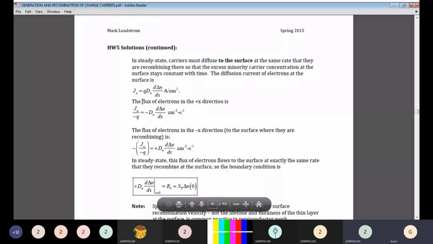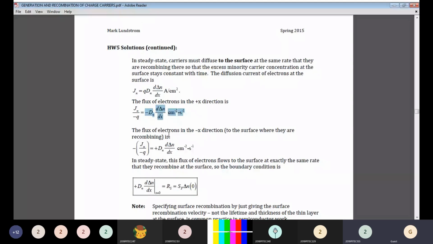Next question. In a steady state, carriers must diffuse to the surface at the same rate that they are recombining so that the excess minority carrier concentration at the surface stays constant with time. Then the diffusion current of electron at the surface is Jn = q Dn dΔn/dx ampere per centimeter square. The flux of the electron in the positive x direction is Jn/(−q) = −Dn dΔn/dx per centimeter square per second.